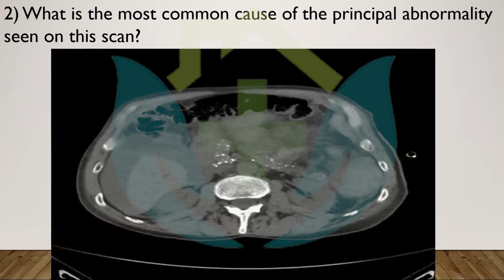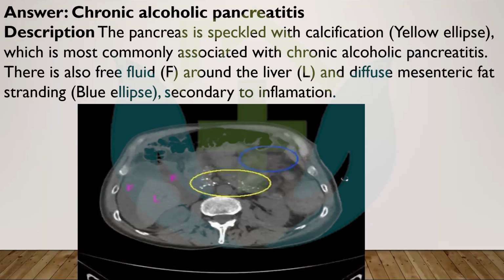What is the most common cause of the principal abnormality seen in this scan? So another CT scan I have kept in this case. If you can see it clearly over here, there are some white dots over it. This is the pancreatic area. What has occurred is calcification of the pancreas. Most of you got this correctly. So calcification usually seen is in chronic pancreatitis. So it's chronic alcoholic pancreatitis. The pancreas is speckled with calcification, which is most commonly associated with chronic alcoholic pancreatitis. There is also free fluid around the liver, diffuse mesenteric fat stranding, secondary to inflammation. Okay.